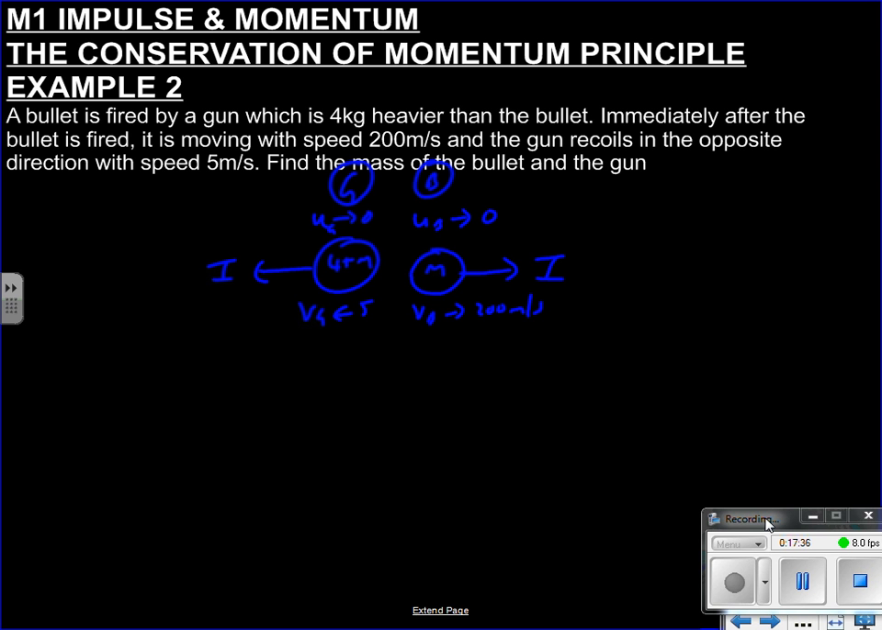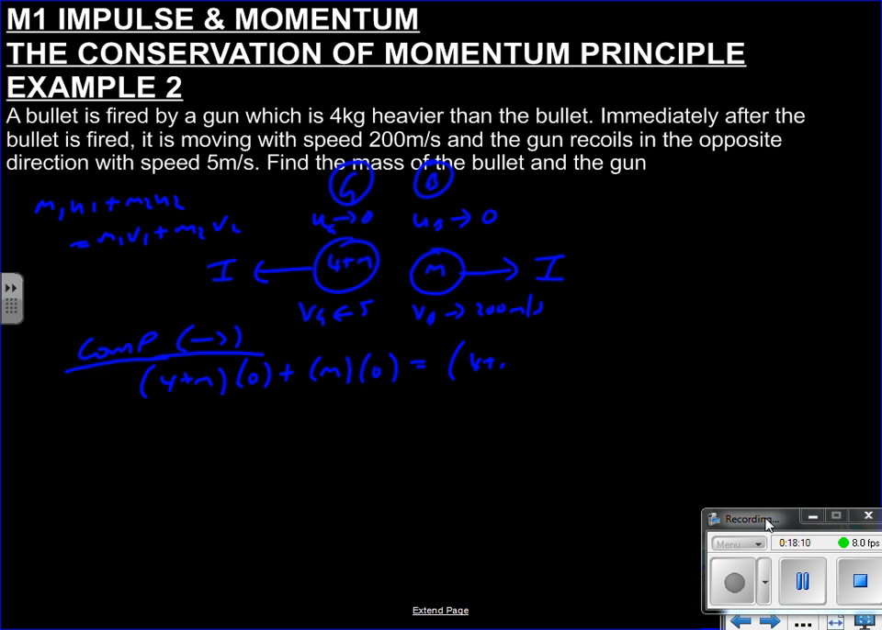So find the mass of the bullet and the gun. Well, we're going to have to use comp, aren't we? I'll do it to the right because most of my arrows are to the right. And let's go. So comp says that M1U1 plus M2U2 equals M1V1 plus M2V2. So M1, 4 plus M times by 0 plus second mass times by 0. Mass 4 plus M times by minus 5, because it's all going to the right and this is going to the left. So let your arrows tell you whether your sign should be positive or negative. Mass 200.